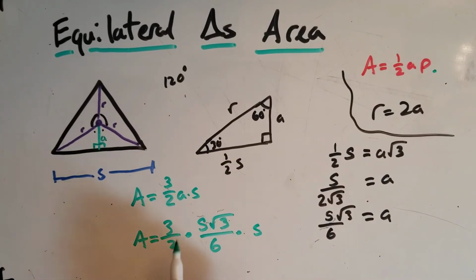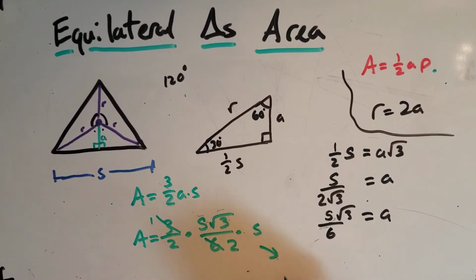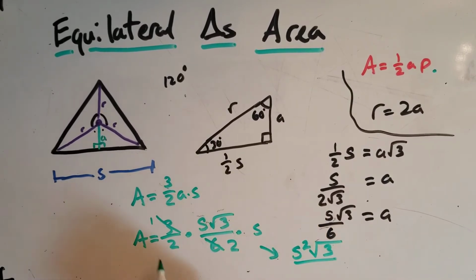Now you can do some simplifying. 3 becomes a 1, 6 becomes a 2, and we're going to go over here. So we're left with, up top, 1 times the side times square root of 3 times another side. So that simplifies to side squared times square root of 3. And on the bottom, we're left with 2 times 2, which is 4.